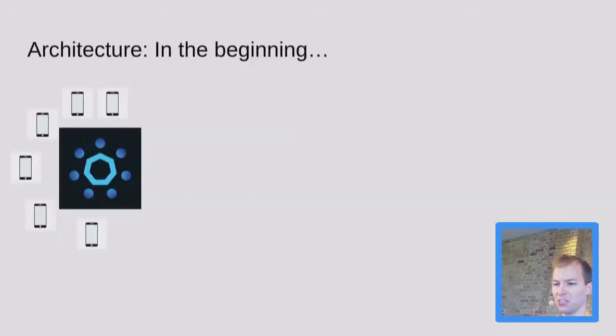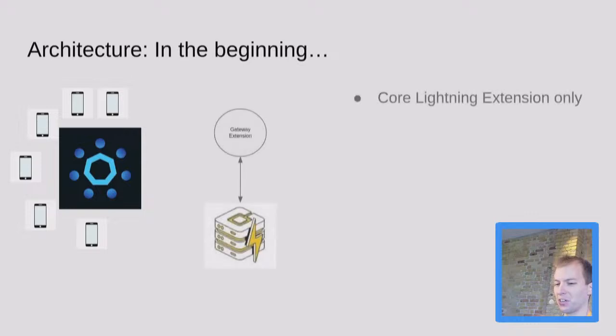Okay, so diving into the architecture. At the very beginning, to provide Lightning functionality, there was a Core Lightning extension only. So it kind of looks something like this. There was a Lightning node. Core Lightning has a multi-daemon architecture, so the extension runs as a separate process. And clients then interact with the extension directly. The extension actually has the logic, which we'll get into in the next few slides, on how to interact with the smart contracts in the federation.